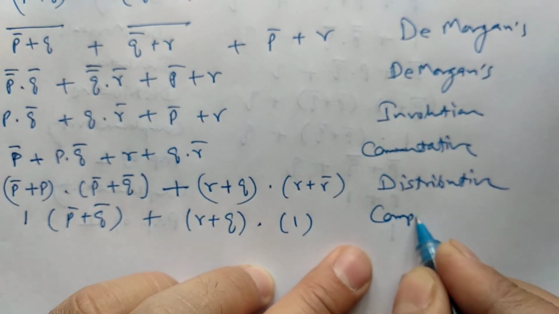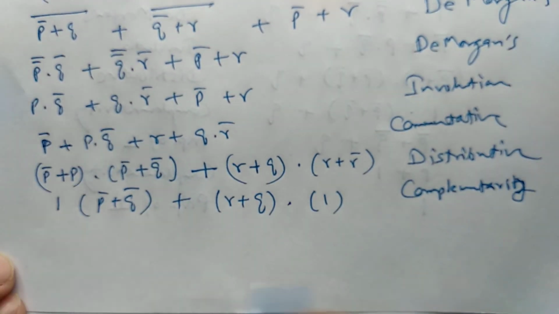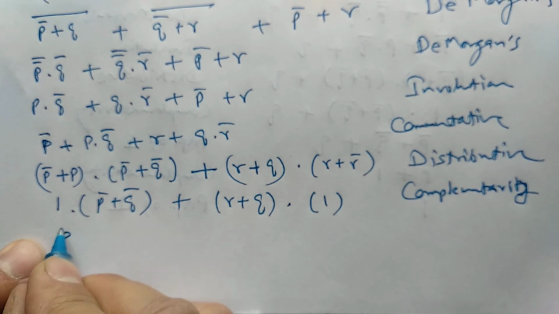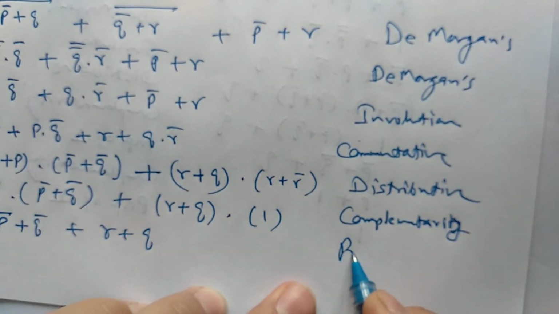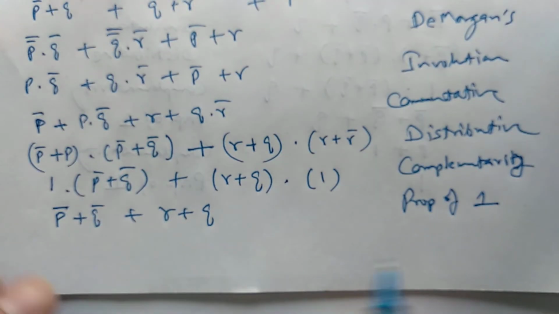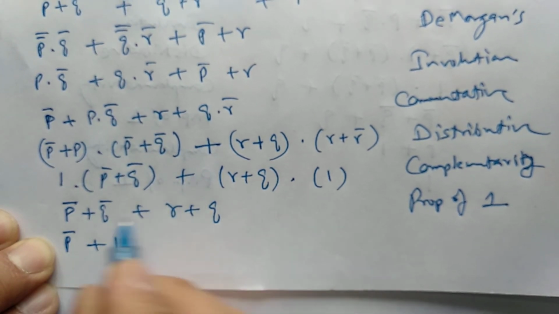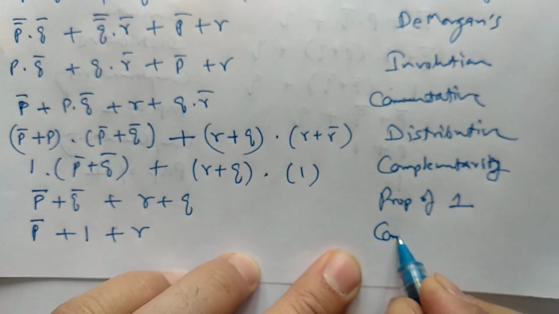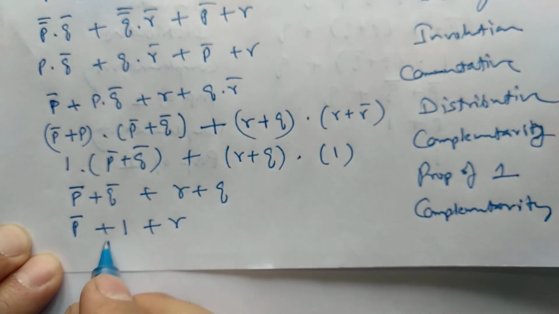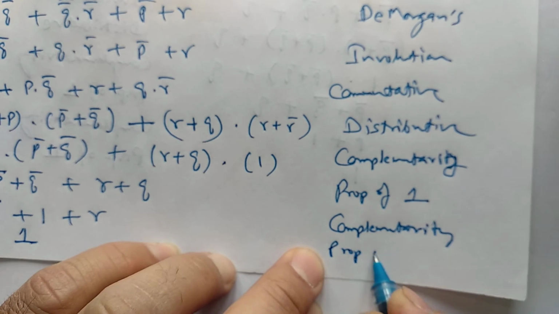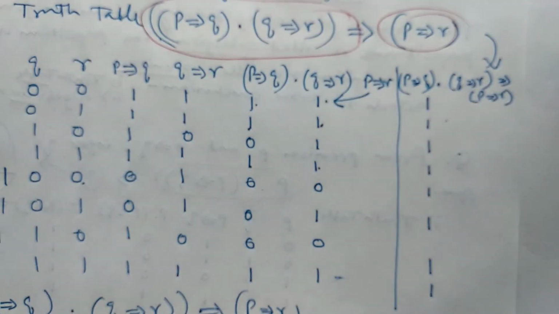Distributive. P or P naught is 1, P naught or Q naught, R or Q, and this is also 1, and the rule is complementarity law. 1 and anything is itself, the property of 1: P naught or Q naught, and this is also R or Q. Now in one expression you have Q or Q naught. This is P naught, Q or Q naught is 1, and 1 or anything is equal to 1. That is the property of 1. So by both methods you have verified this rule.